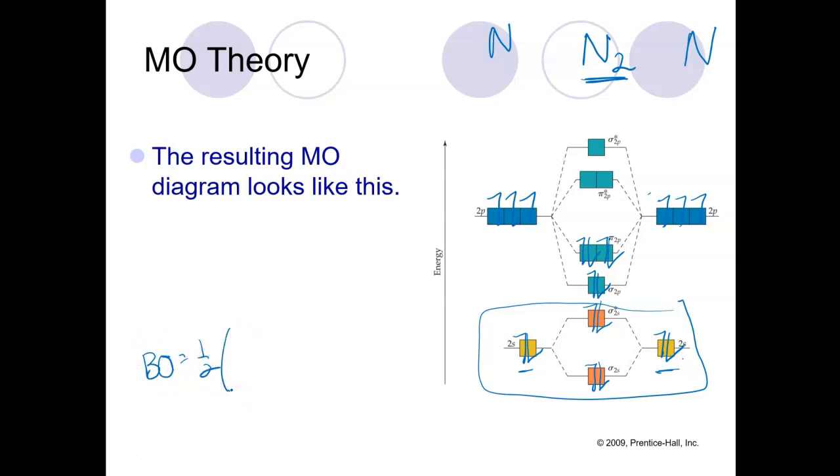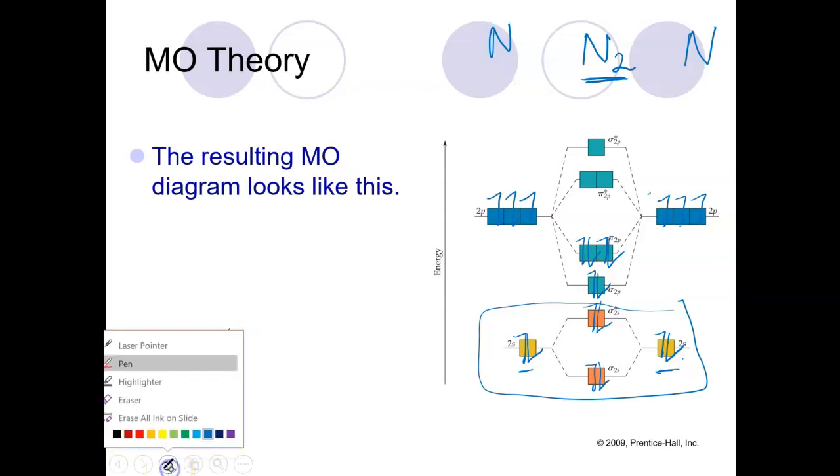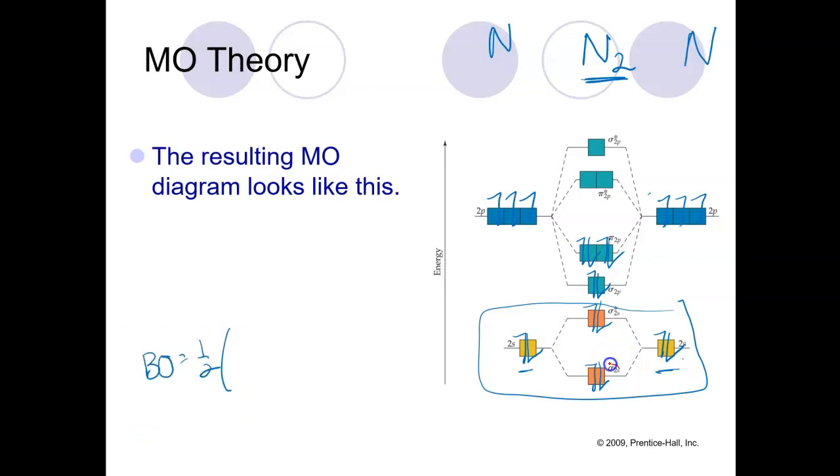The number of bonding electrons. So the bonding electrons are in the bonding orbitals, so they're the ones that don't have stars around them. Okay, so I'm going to count. There's 2, 3, 4, 5, 6, 7, 8.